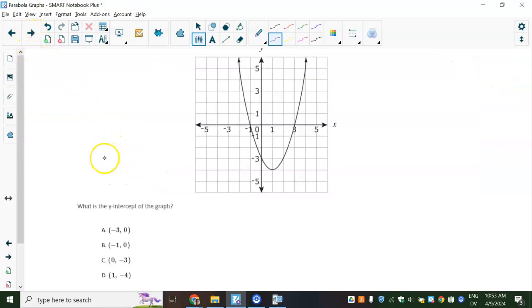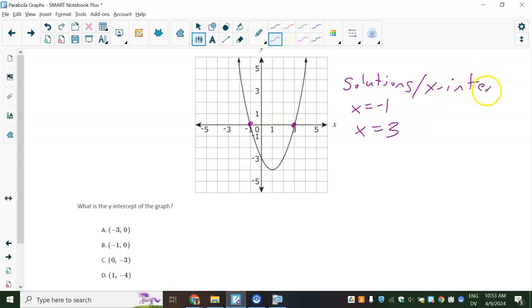Okay, y-intercept. So this is just interpreting the graph. See if you remember what a y-intercept is. Pause the video, give it a shot. Okay, so the only tricky part here is normally the points we want are the x-intercepts, because those are our solutions. So this particular graph would have solutions x negative 1 and x3, but that's not what it's asking. It's not asking for the solutions, or remember the solutions are the same thing as the x-intercepts. It's asking about the y-intercept.